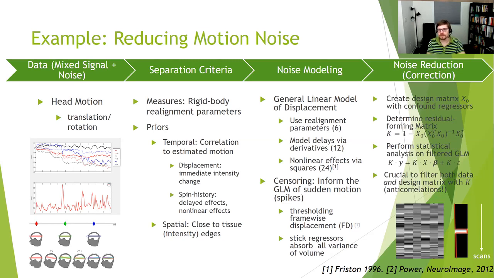The actual noise reduction using a GLM then works via a confound matrix, X0, from which you can basically derive a residual forming matrix, K, that makes sure that you remove everything that can be explained with this linear model. That's basically a noise model, but retains everything else. And what is important here is that the statistical analysis you afterwards perform on that filtered data has to also respect this filtering. So also your effects of interest should be filtered with the same matrix. Otherwise, you introduce anti-correlations between the physiology and your task.